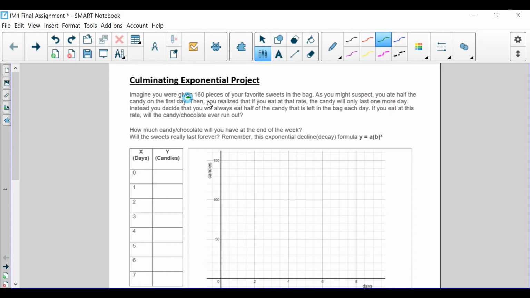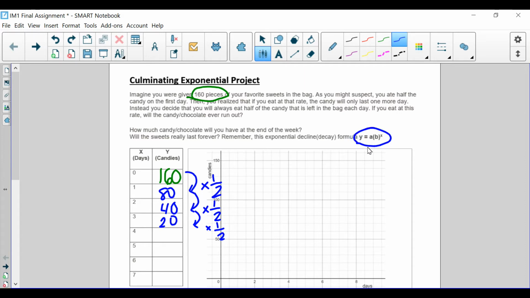We start with 160 pieces. So we're starting here. Then what we realize is that we're eating half each day. So if we're eating half each day, we have 80. Then we eat another half each day, and we are at 40. And then continuing over and over, we have half each time. That's going to be 20. So this kind of relationship is considered exponential.